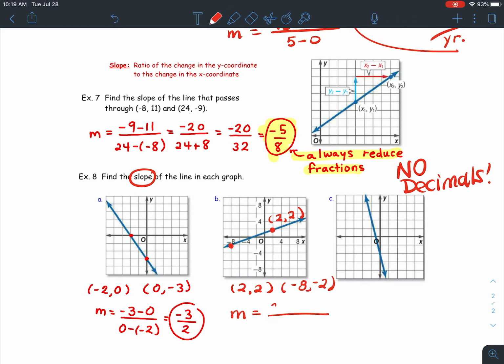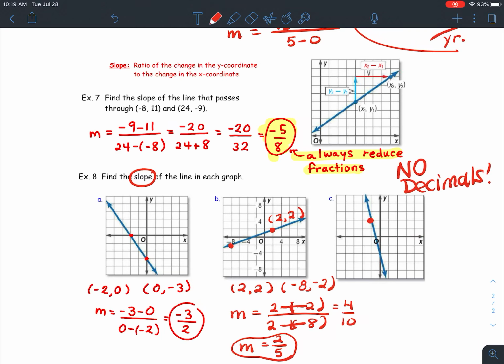We're going to subtract the y's in the top, x's in the bottom. I'm going to connect these double negatives here. It's going to give me 4/10, but I always want to reduce my fraction, and I want to keep it as a fraction. This one, if it doesn't mention anything weird, you can assume the scale's just counting by ones.